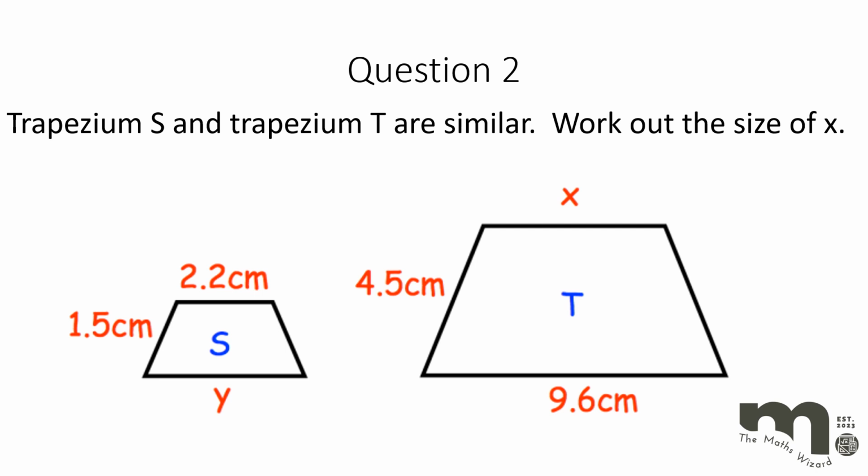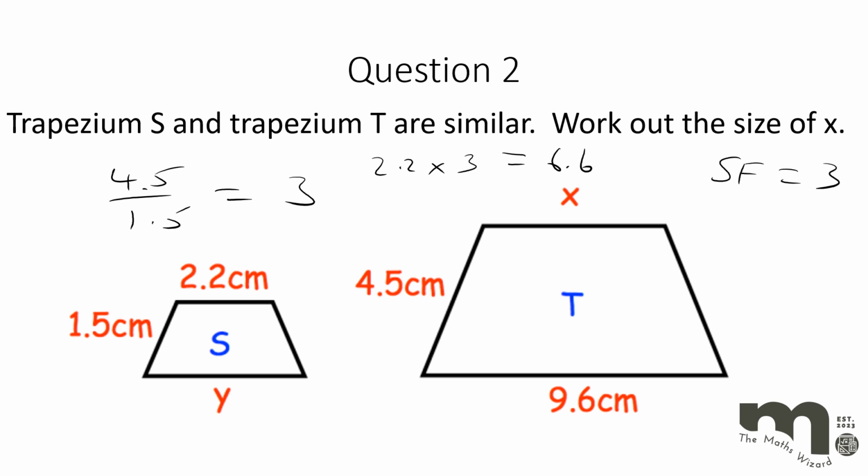Okay, let's have a look at this then. So we've got 1.5 and 4.5 there. So if we do 4.5 divided by 1.5, that gives us 3. So our scale factor on this set of trapeziums is 3. So we've got to go and do 2.2 times 3 now to work out that x, and that will give us 6.6 centimeters for that top one there.